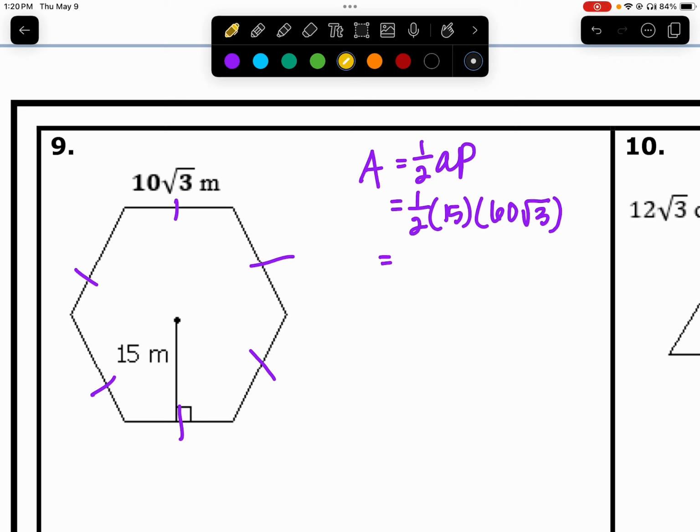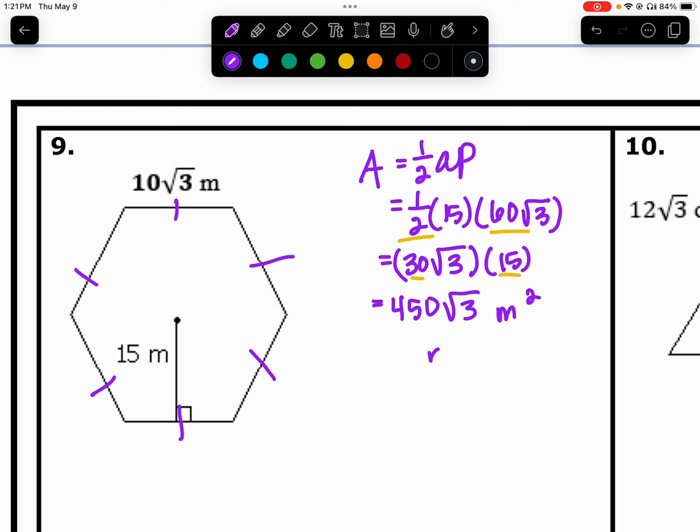All right, so just like I did last time, I see this 1/2 in the 60. I can get that pretty easily. That's just 30. So I can do 30 square root of 3 times the 15. Oh, whatever, it doesn't matter. I'll put 15 right there. And I can multiply this and this, and that'll give me 450 square root of 3. All right, so you can leave your answer like that, and this is meters squared. Or we could change it to decimal form, square meters.